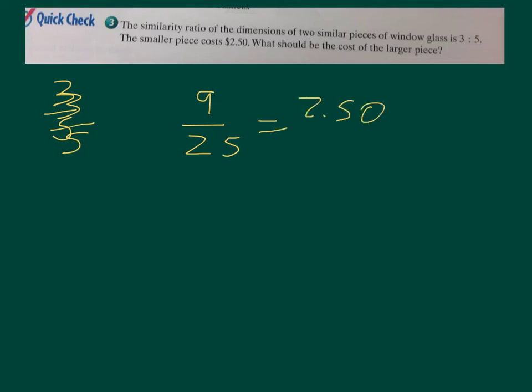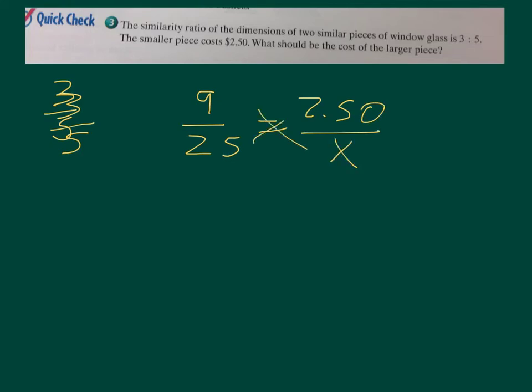By area, I mean in square inches or square feet, square centimeters, etc. Well, since their similarity ratio is 3 to 5, the ratio of their areas is going to be 9 to 25, a squared over b squared. And the cost of the smaller one is $2.50. We've got to get the cost of the larger one, which is x.